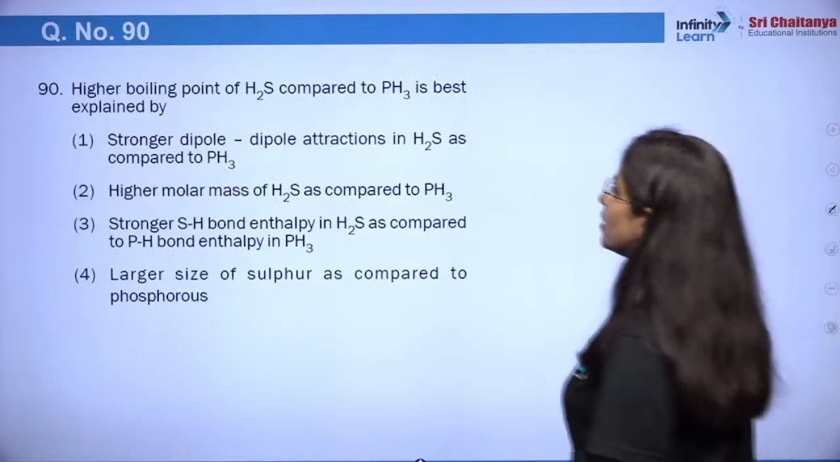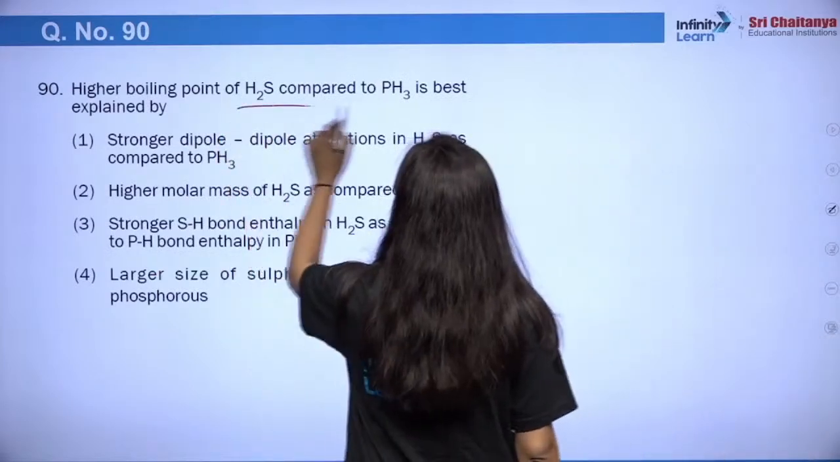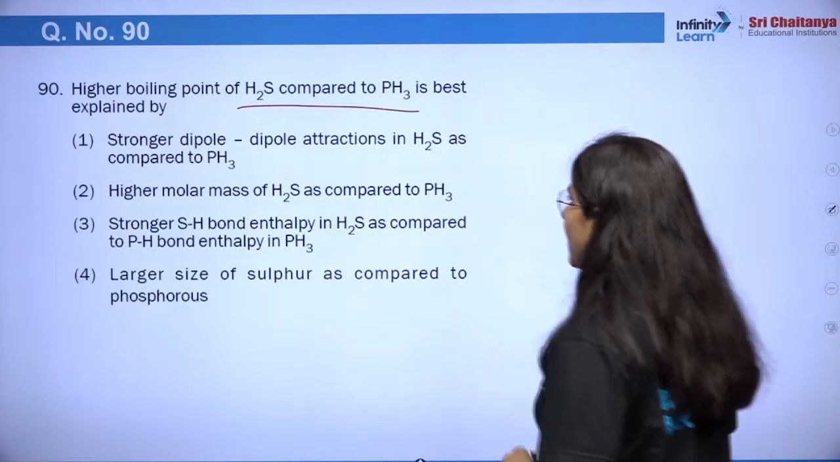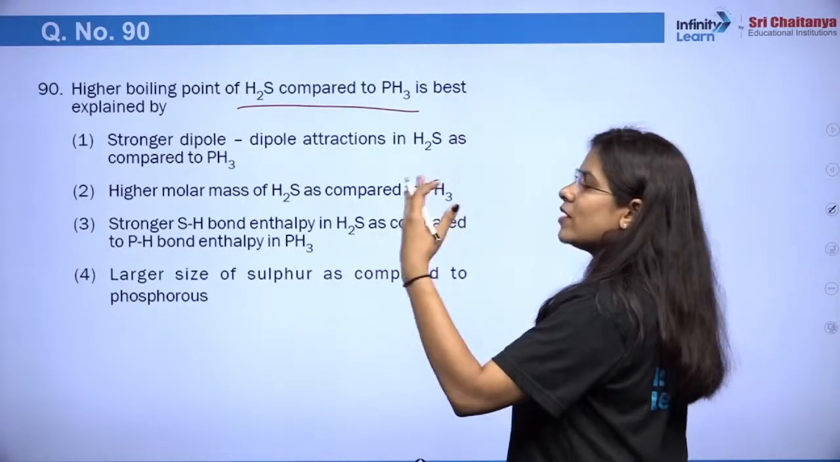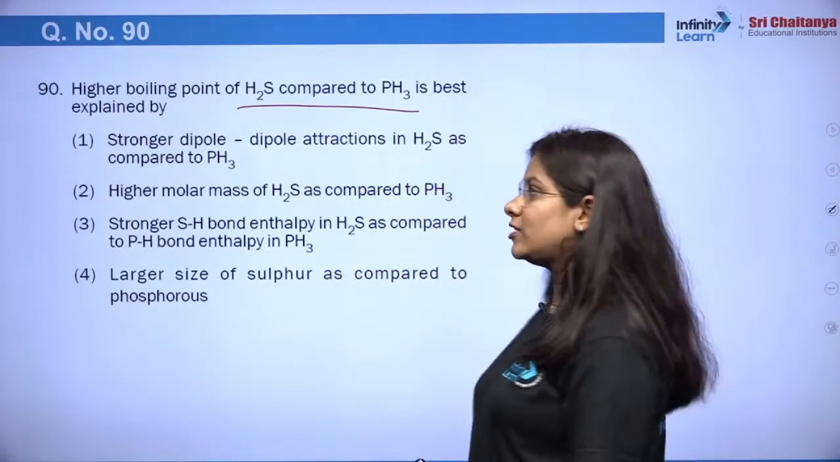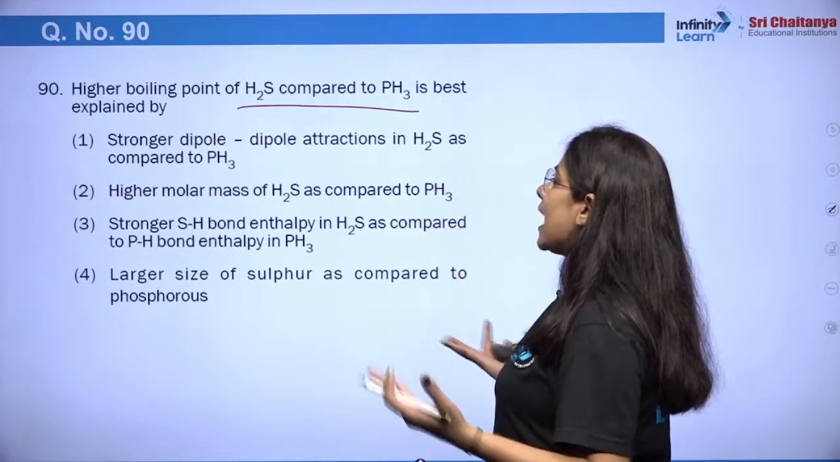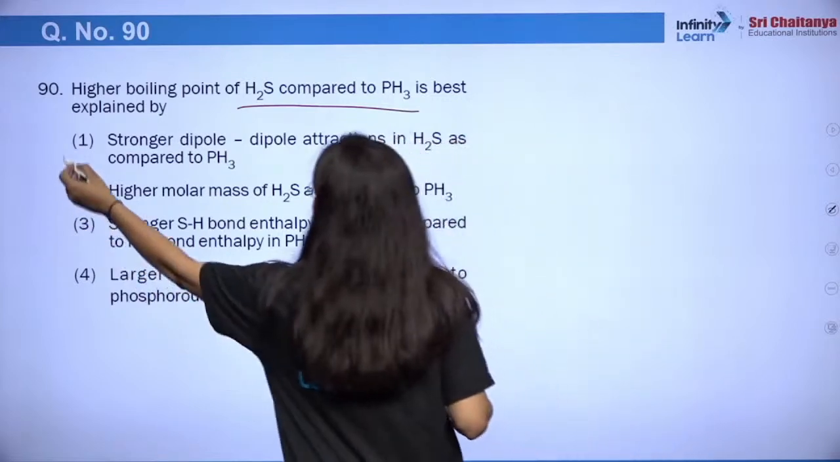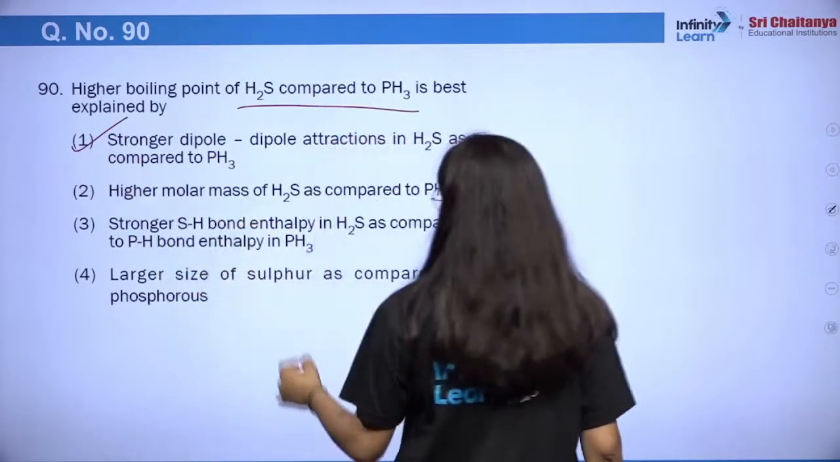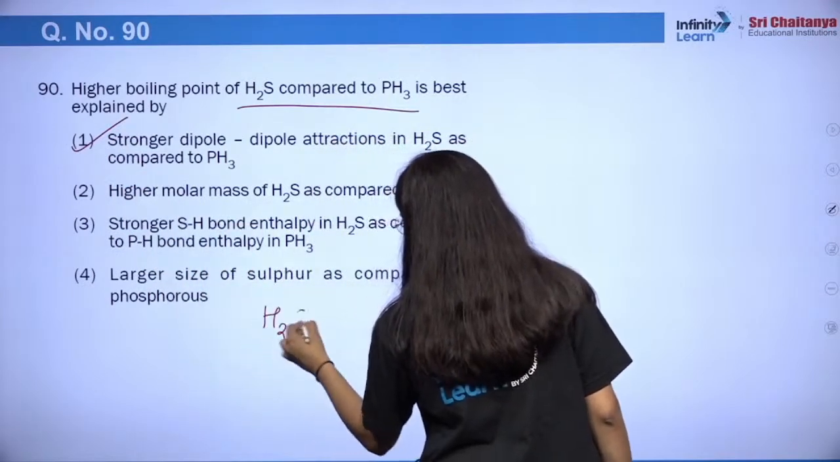Next, boiling point of H2S as compared to PH3 is best explained by. So you know that H2S has more boiling point than PH3. Why? Because of strong dipole-dipole attractions. So this has to be the answer. Why? Let's check. H2S and PH3.